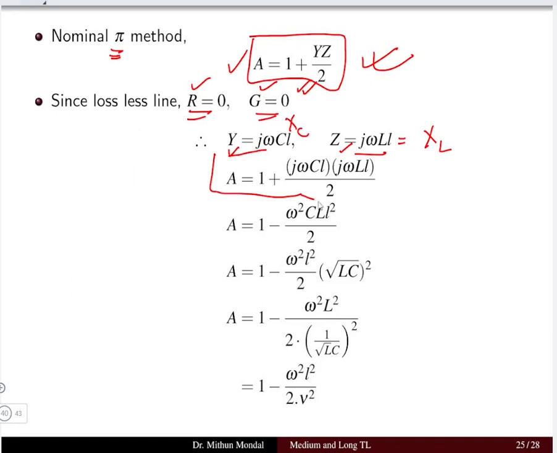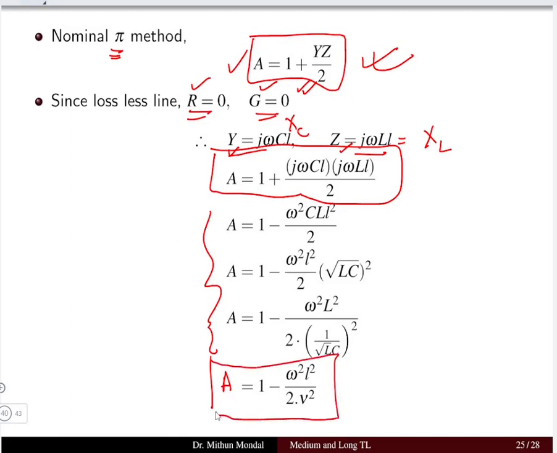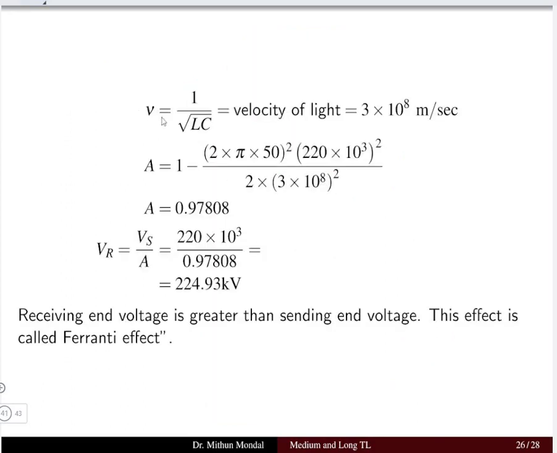That we need to substitute in the value of A. So A will be equal to 1 plus YZ by 2, and then we can apply a little bit of mathematics here to find the final result of A. So A we will get as 1 minus omega square L square by 2 nu square. Now what is this nu? Omega is the frequency, L is the length of the line, and nu is also a constant, which is the velocity of light, and it is given by 1 by under root of LC. It is 3 into 10 to the power 8 meter per second. This is a constant quantity, the velocity of light.